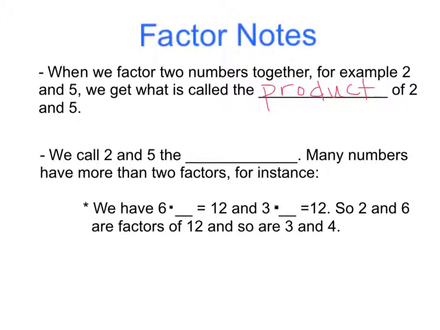Now let's look at the second bullet. We call 2 and 5 the factors. So we're going to write down factors. Many numbers we'll be working with have more than 2 factors. Here's an example. For 12, we have 6 times 2, and we also have 3 times 4. Both equal 12. So 2 and 6 are factors of 12, and so are 3 and 4.